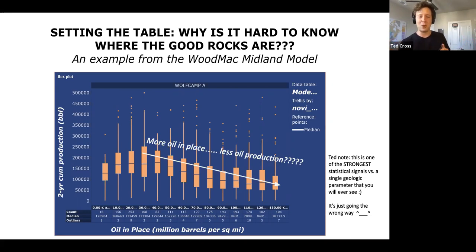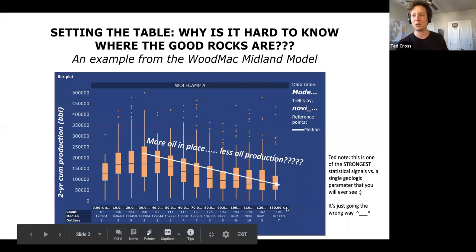Question. So I pulled some data here from our WoodMac Midland model. Actually, none of this is model outputs, but this is input. On the x-axis of this box and whisker plot, we have oil in place, and that is in units of million barrels per square mile. So it goes from 0 to 130 million barrels per square mile. That's a lot of oil in place.